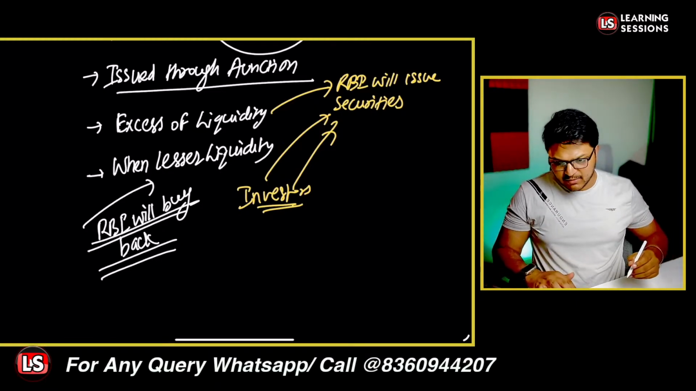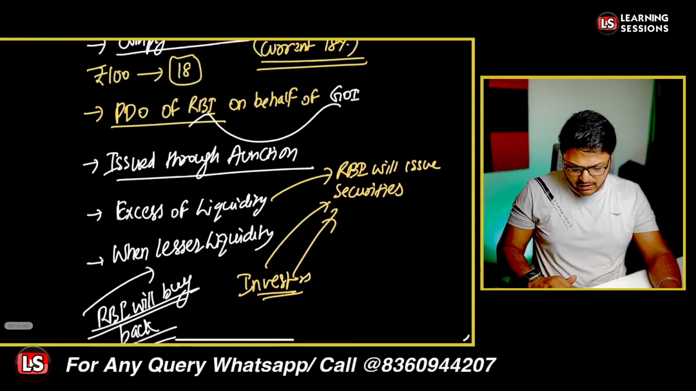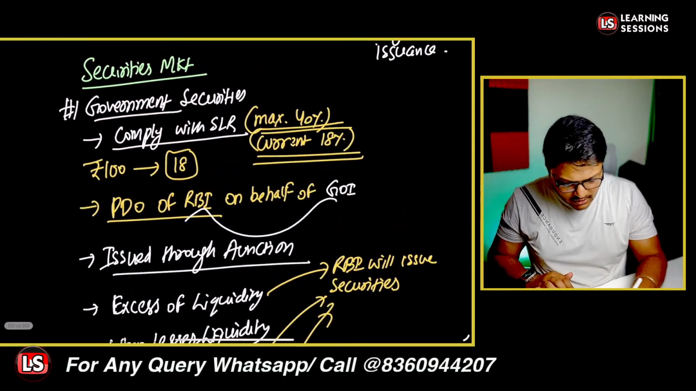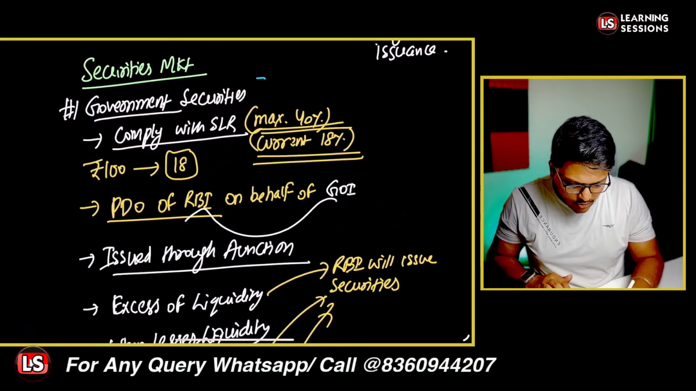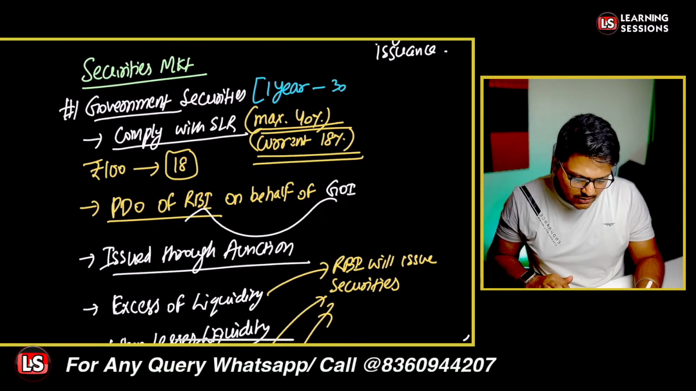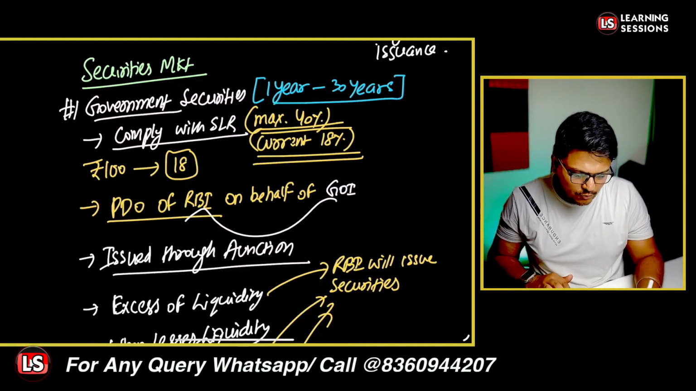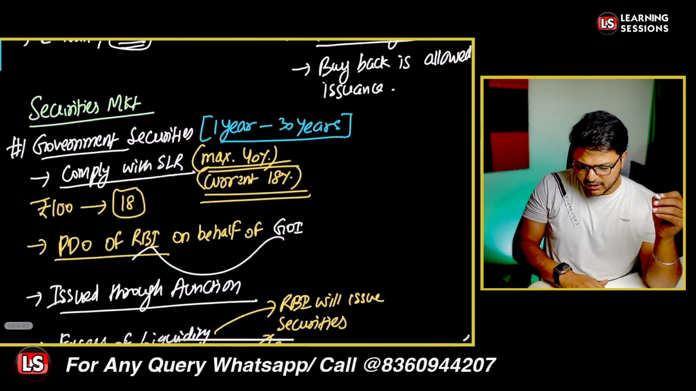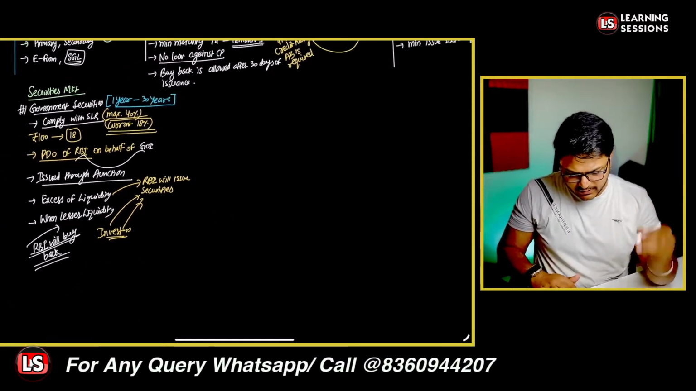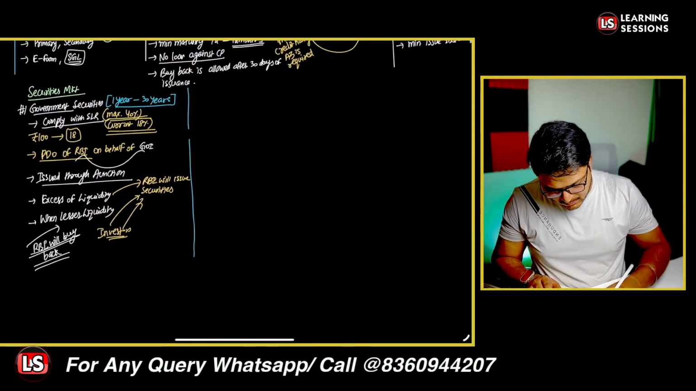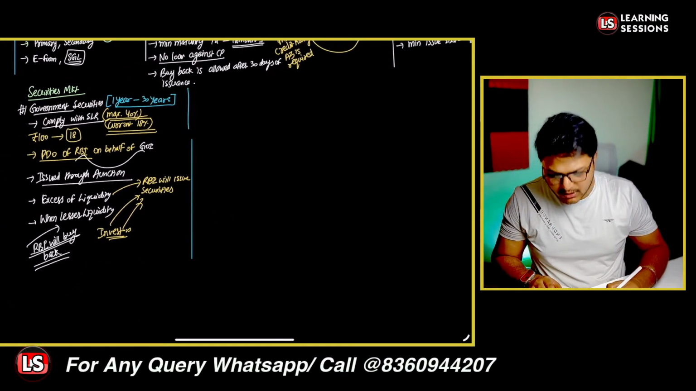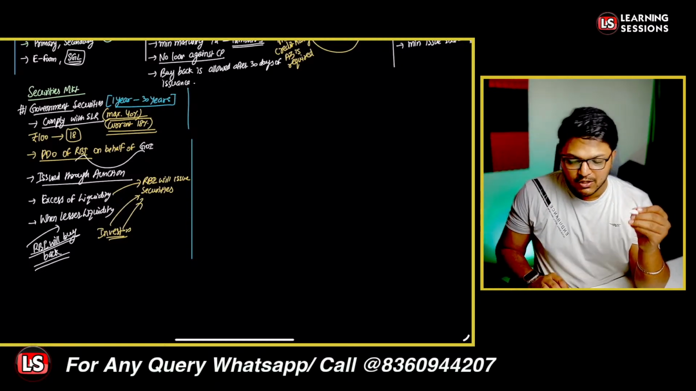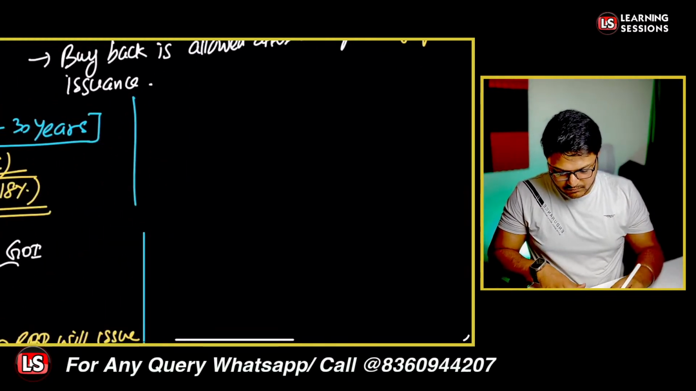And further, RBI has issued bonds of different maturities, the government securities, ranging from a maturity of 1 year to 30 years. So these are long-term securities. These can have maturities up to 30 years. Is that clear? After that, we are going to learn about the corporate debt paper.